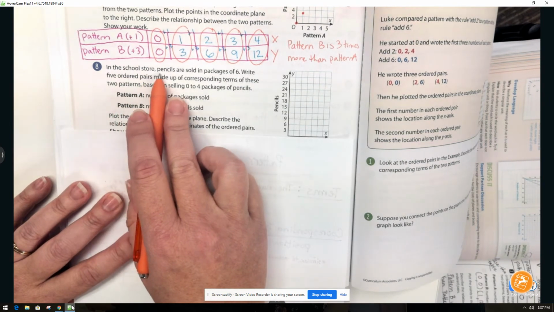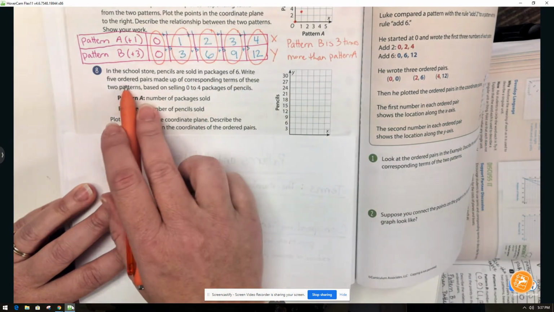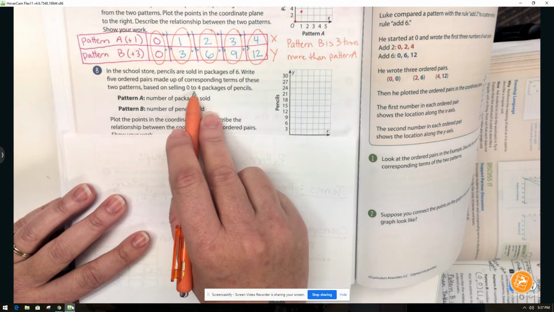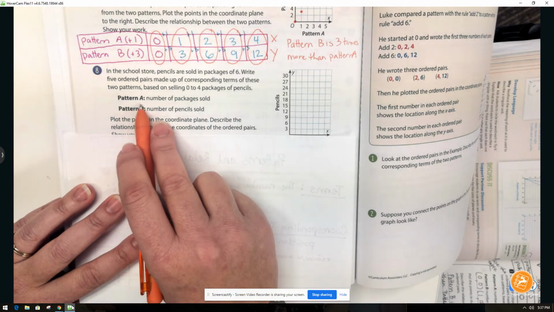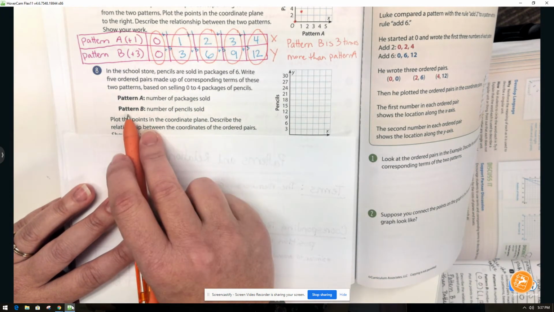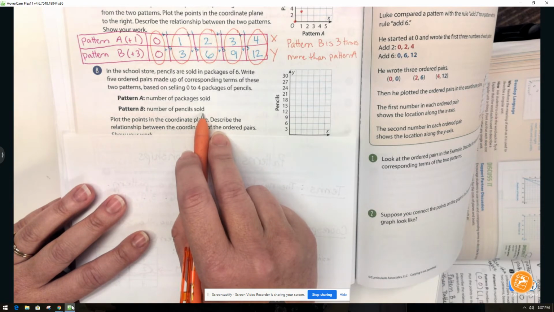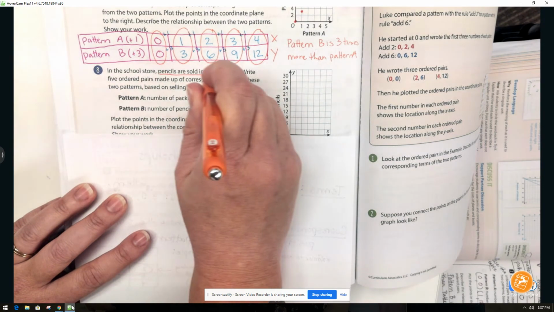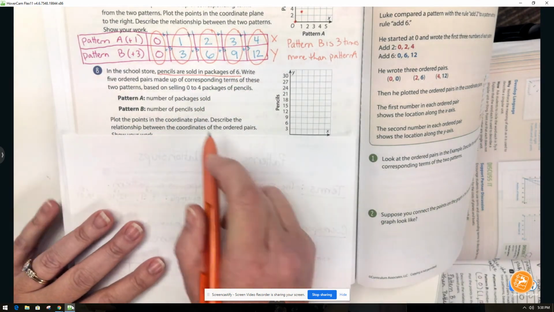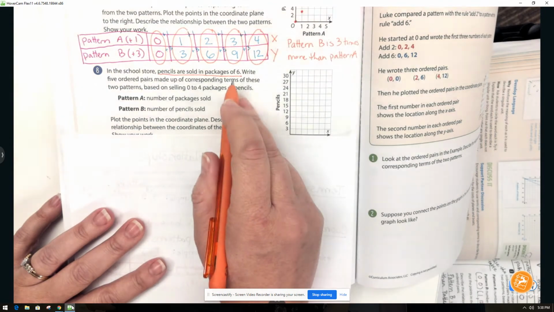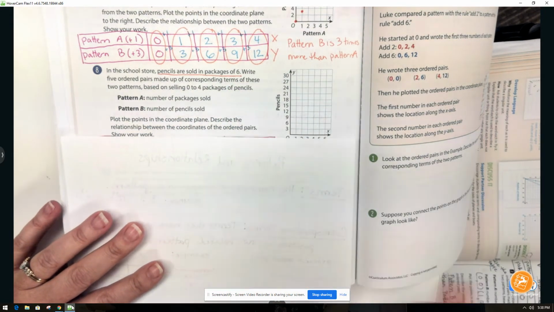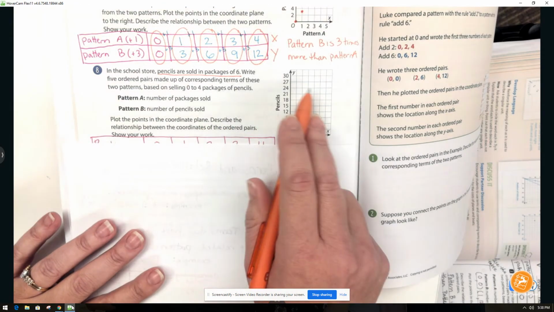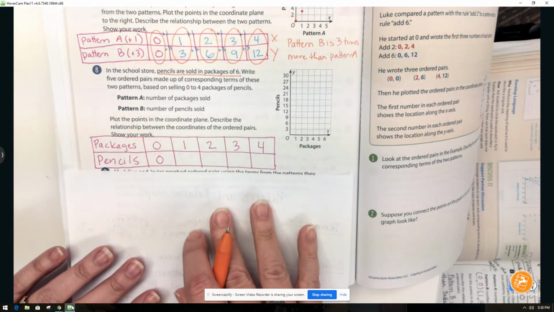In the school store, pencils are sold in packages of 6. Write 5 ordered pairs made up of corresponding terms of these two patterns based on selling 0 to 4 packages of pencils. So pattern A is the number of packages sold, and pattern B is the number of pencils sold. So we need to make sure we understand that pencils are sold in packages of 6 pencils. So if we have one package, it would be how many pencils? That's right, it would be 6. So we're going to go ahead and plot the points on the coordinate plane, and then we'll just see what we see as soon as we're done.